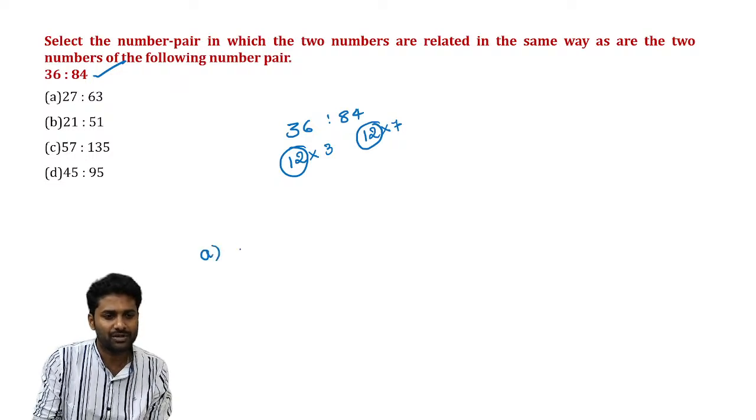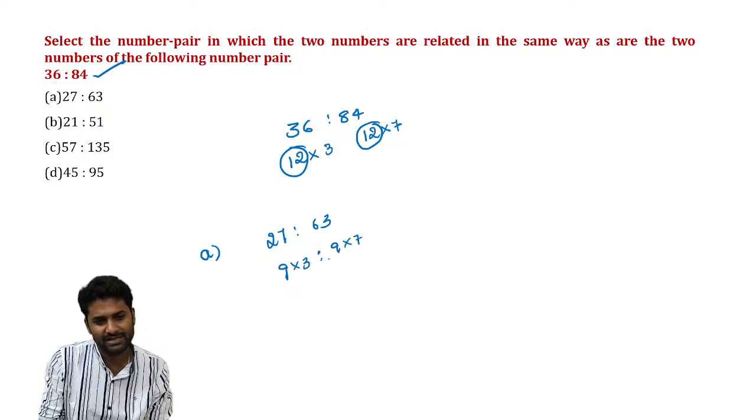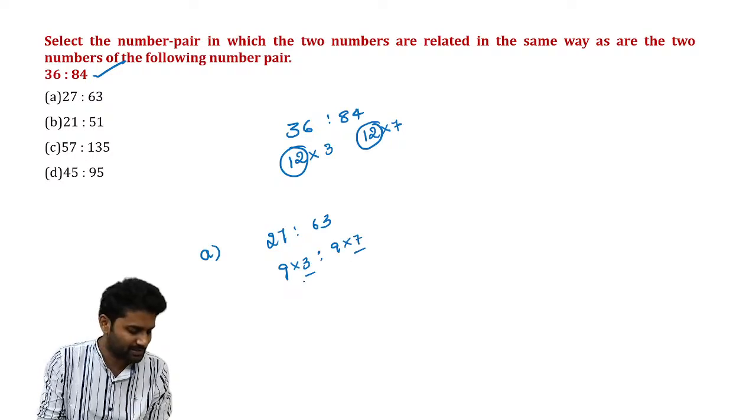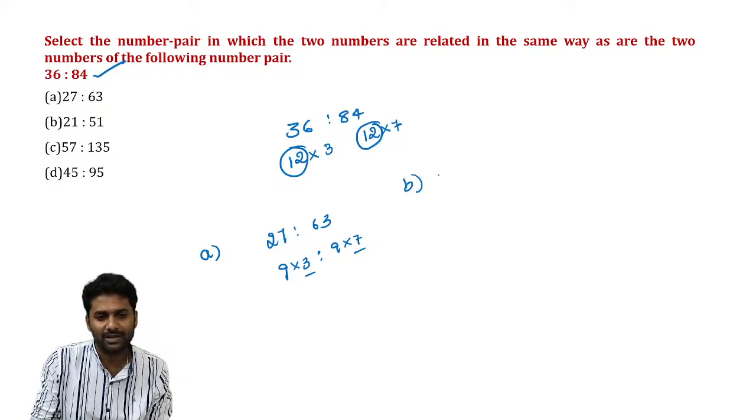Let's check option number 1. 27 and 63. 9 into 3 and 9 into 7. Yes, it is multiplied by 3 and multiplied by 7. Let's check with the remaining option. 21 and 51. As you are aware of that, see, 51, that is 3 multiplied with 17. But you never get 21 in the 17 table.